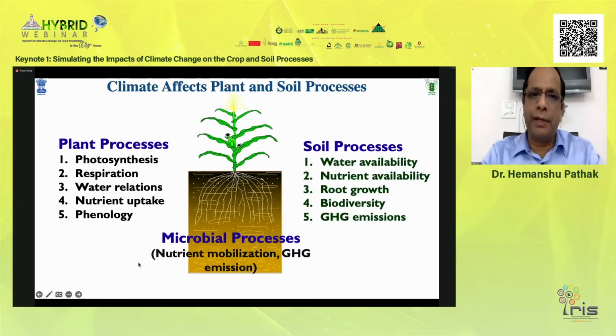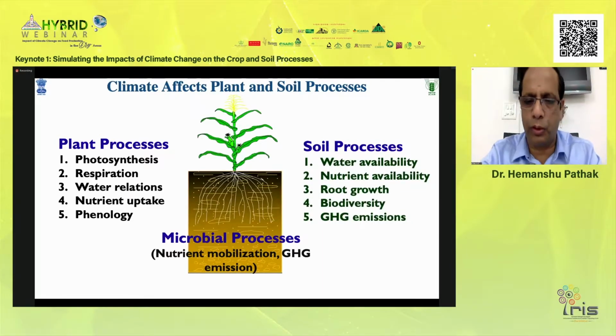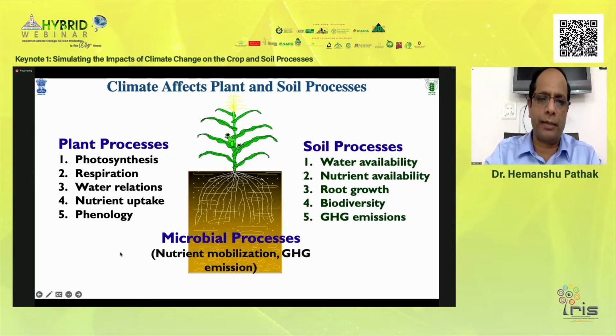And all these drivers affect plant and soil processes. The plant processes which are affected by climate are photosynthesis, respiration, water relations, nutrient uptake, phenology. Among the soil processes, the most affected include water availability, nutrient availability, root growth, biodiversity, as well as greenhouse gas emissions, and microbial processes, which mobilize the nutrients, nitrogen, phosphorus, potassium, and so on. So all of these processes, be it of plant, soil, as well as microbial, are affected.